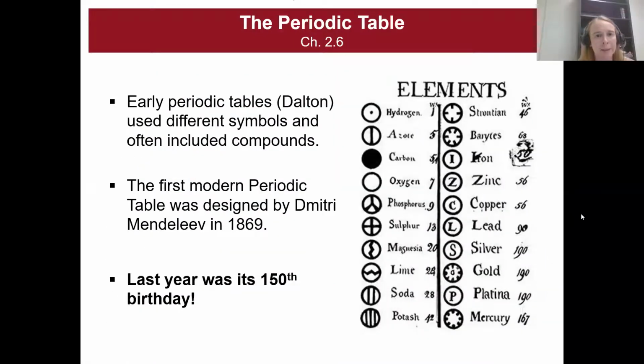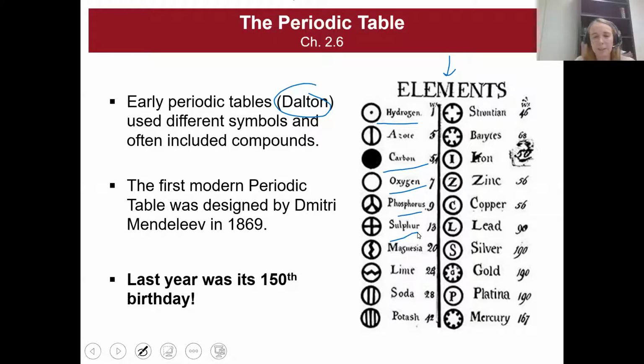All right, we're back. So now we're going to talk about the periodic table. Early periodic tables used different symbols and sometimes included compounds and not just elements. One of those was made by Dalton, which you see here, this periodic table of elements that he designed. We got some similar ones that we've heard of before: hydrogen, carbon, oxygen, phosphorus, sulfur.